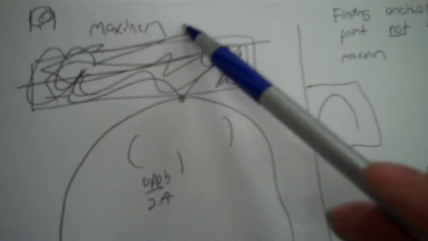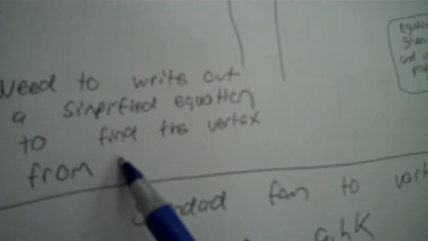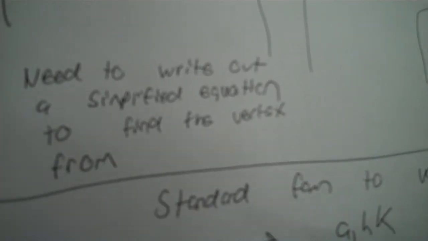Okay, to find the maximum, I'm going to need an equation, okay? And from that equation, once I get it down, it's opposite of B divided by 2 times A. I've got that information on the back side, okay? Applications, word problems, whatever. Maximum, you got to know this. Then you need to write out a simplified equation to find the vertex from, okay? If you're not finding another point, and that's not the maximum, I would go this route.